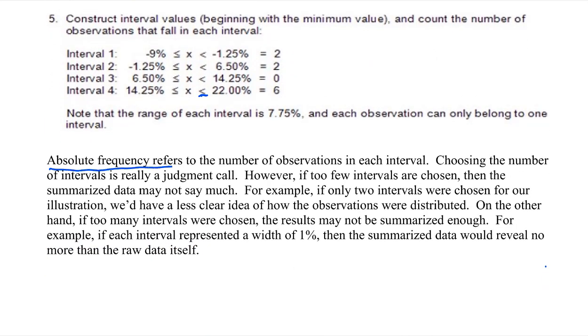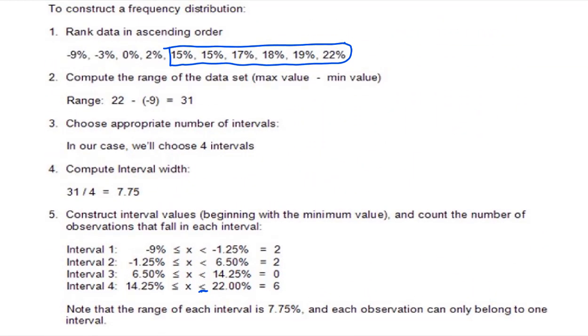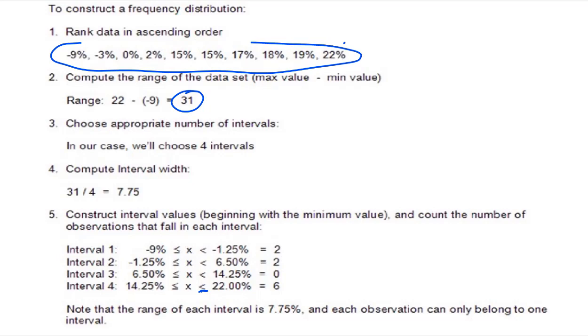Now, absolute frequency refers to the number of observations in each interval, and choosing the number of intervals is really a judgment call, as we said. However, if too few intervals are chosen, then the summarized data might not say much. So, for example, ladies and gentlemen, if I told you that I'm going to pick just one interval and it's going to have a range of 31, well, that'd be the same thing as just looking at the raw data itself, because if you had one interval with a range of 31, you'd see the same data points without any summarizing.